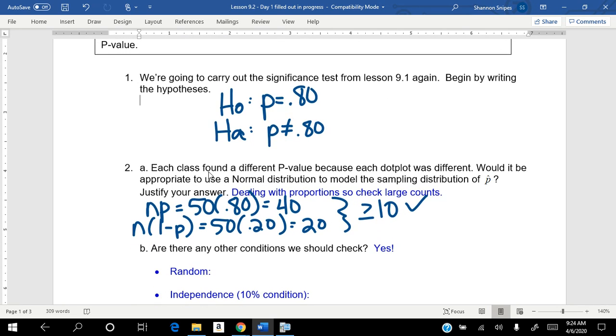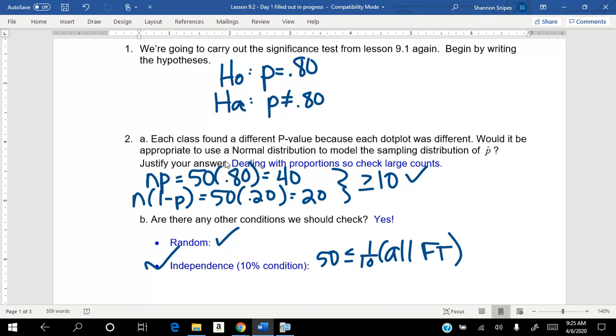Are there any other conditions we should check? Yes, we're going to be checking the exact same conditions that we checked with confidence intervals. Can we consider my shots random? Probably, for this discussion anyway. And do you think that my 50 shots is less than or equal to 1/10 of all the free throws I have ever shot? We're going to say yes.